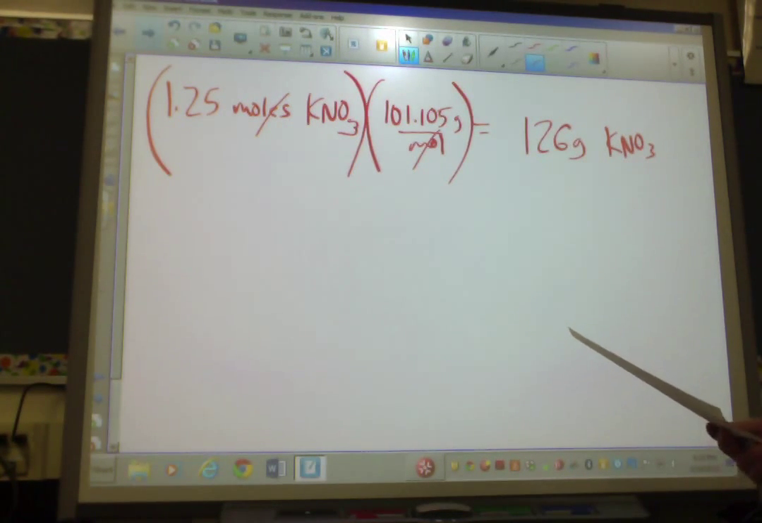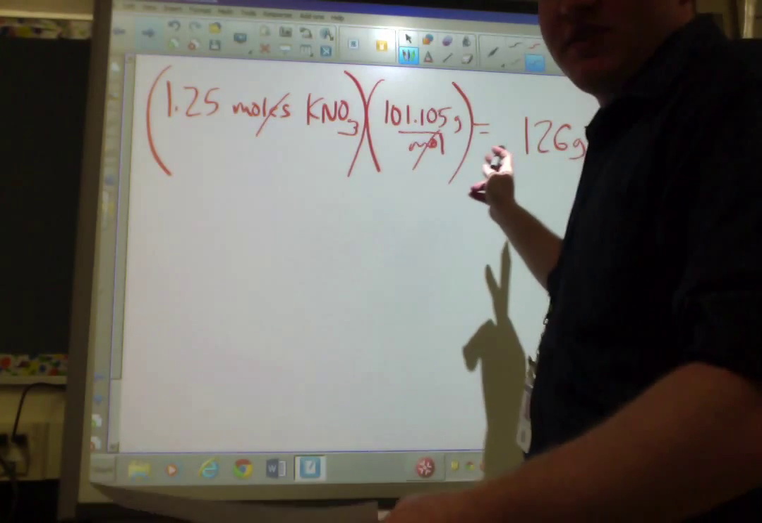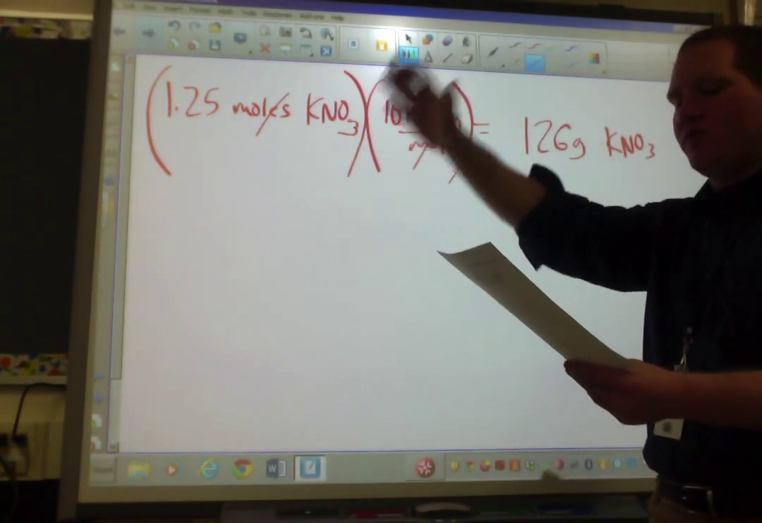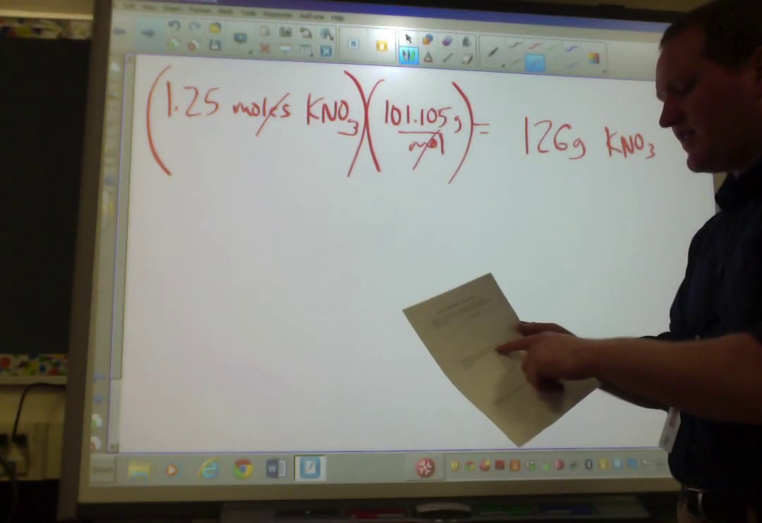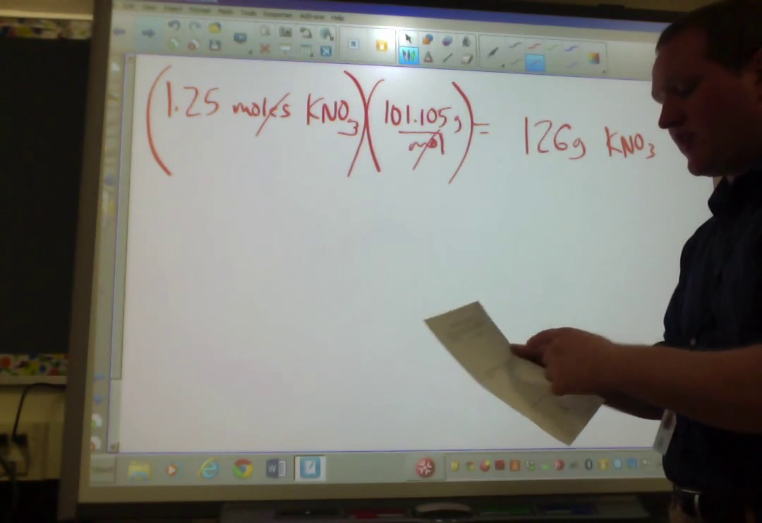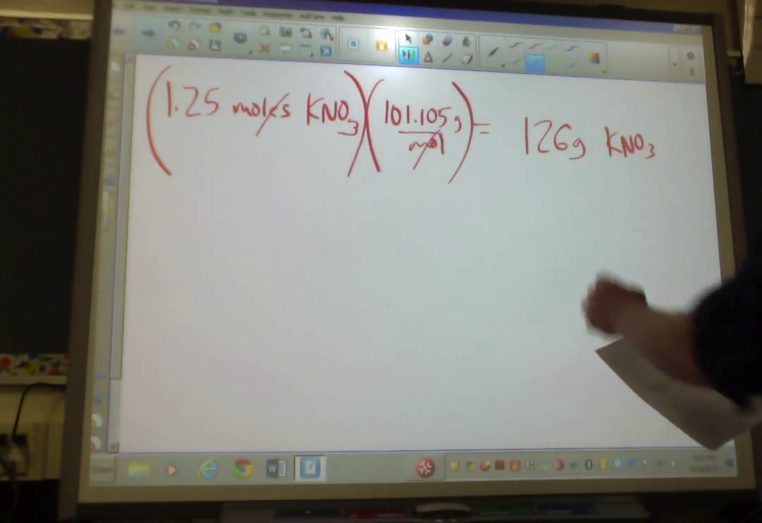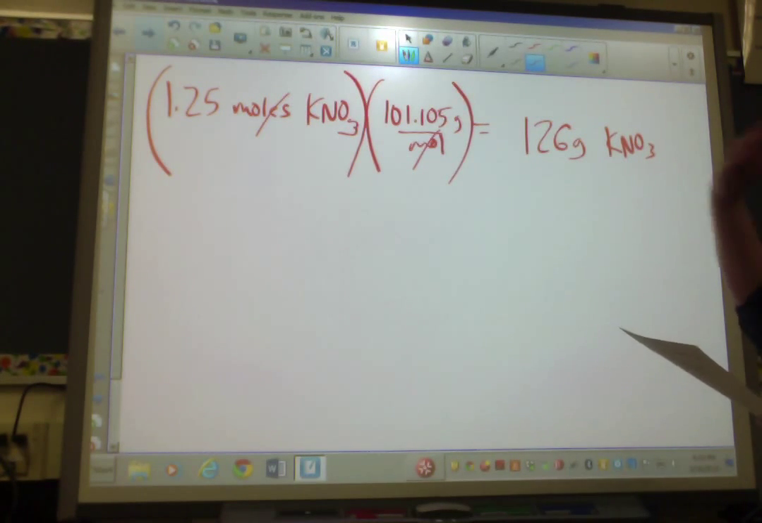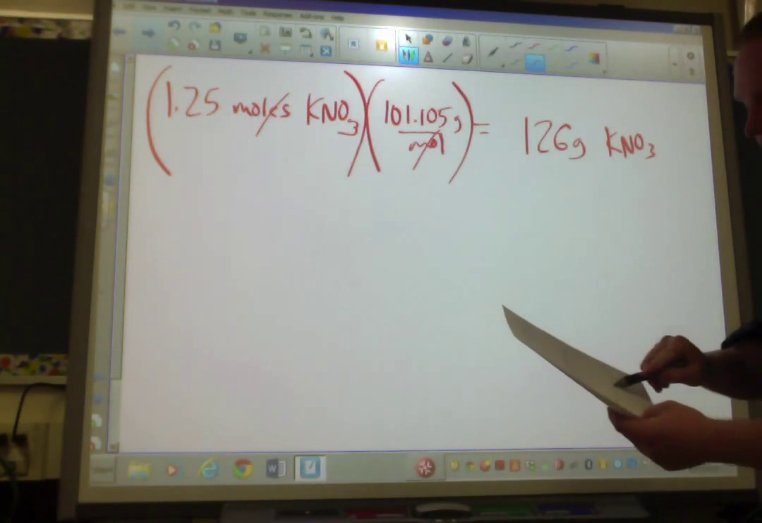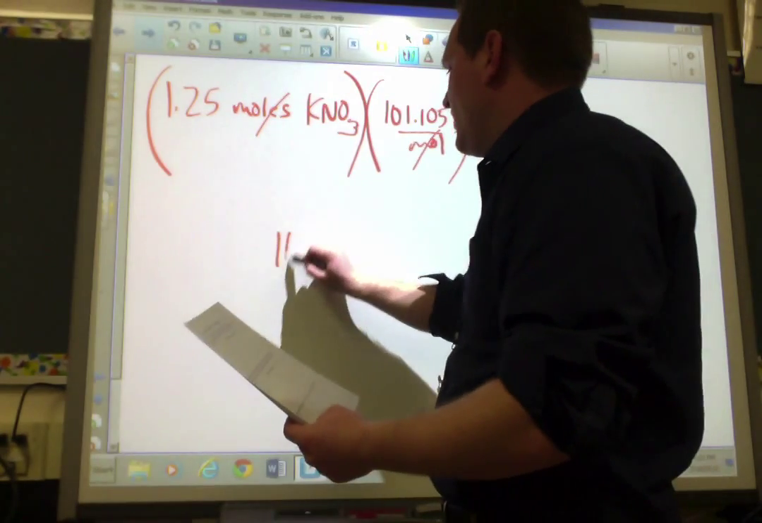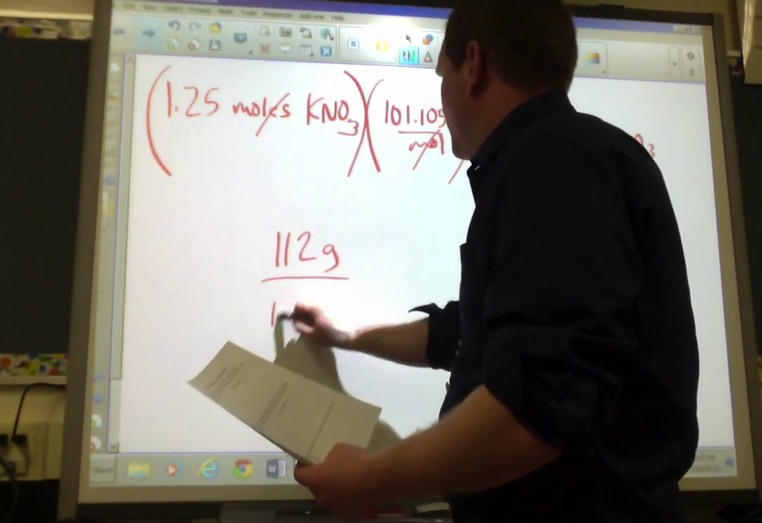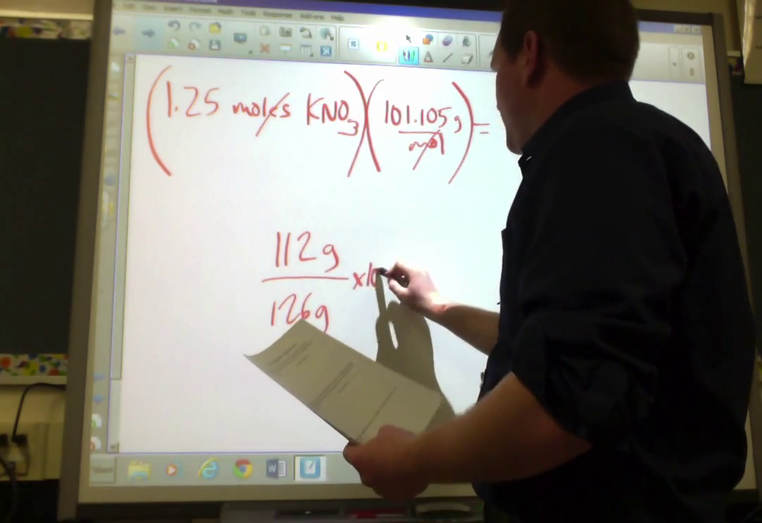So now question 3, I performed the experiment above, and I got 112 grams produced. What is my percent yield? Well, percent yield is the actual over the theoretical. So in other words, what this number here represents is in this perfect world with no such thing as error, if you reacted 92.4 grams of magnesium nitrate, you would get exactly 126 grams back out. But we don't live in that world. So in the real world, you got 112 grams. So it's 112 grams divided by 126 grams, and turn that into a percentage.